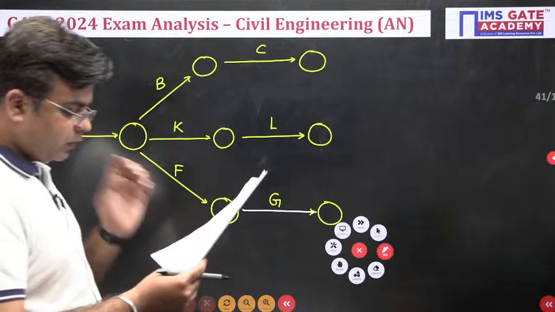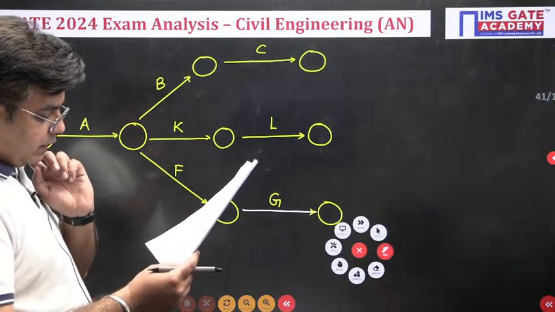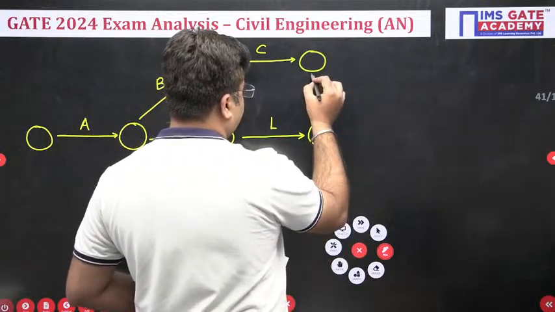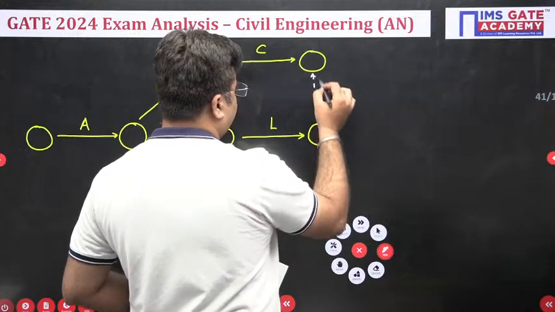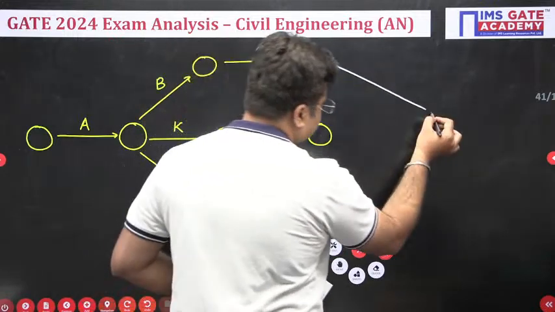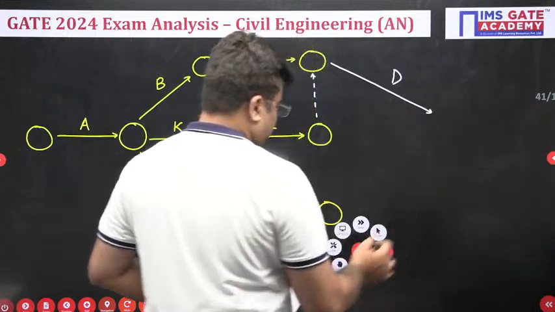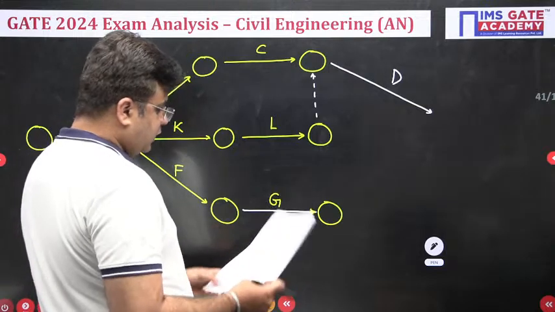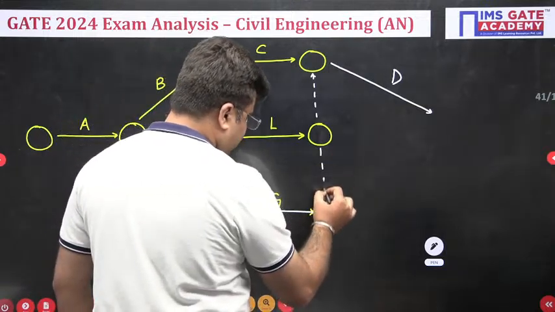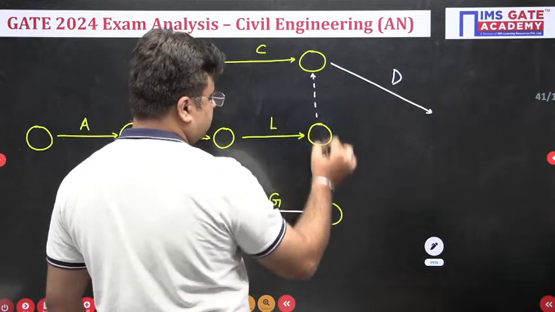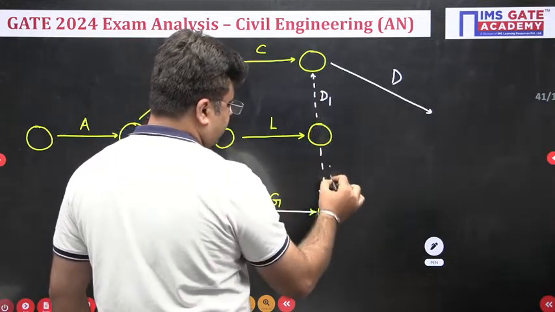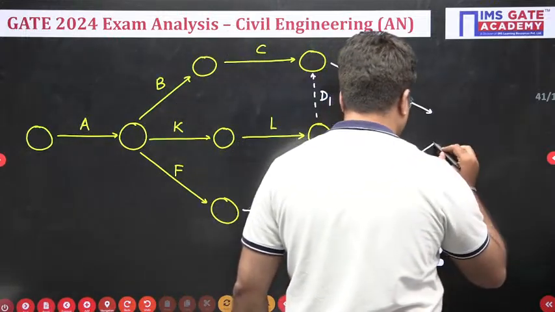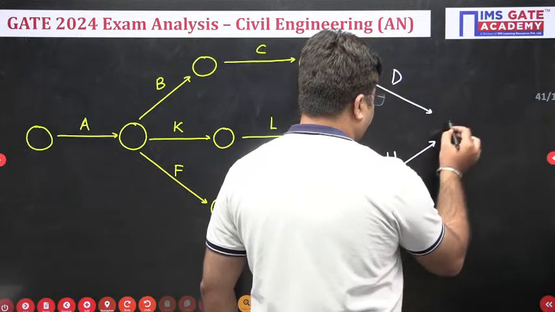Now next, you have activity D, which is following activity C and L. So for activity D, I need to join this with a dummy like this from L to C, and then I have to draw this activity D. Then I have this activity H, which is preceded by activity G and L. So for activity G and L precedence, I have to again draw this dummy. So this is my dummy 1 and this is my dummy 2. Okay. And then I have this activity H like this. And this is my finish event.